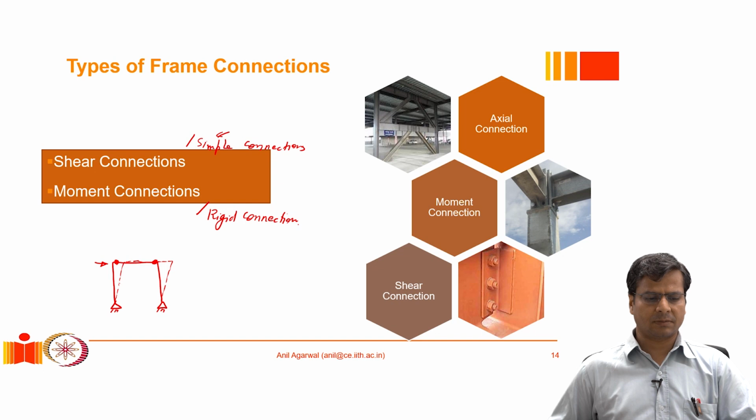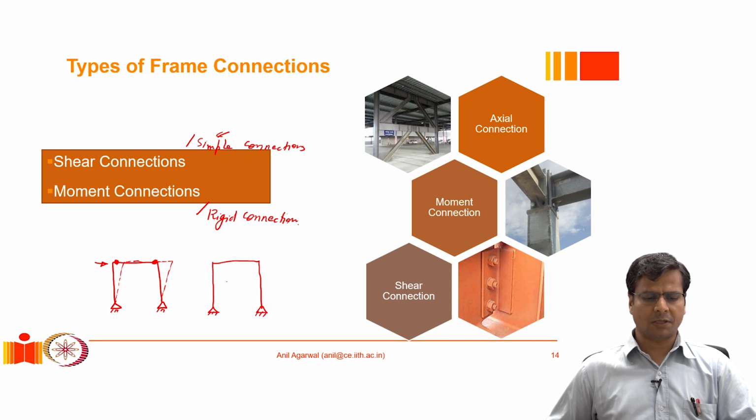Therefore, frame systems which consist of only shear connections between beams and columns cannot resist lateral loads. However, the other type of frame could be the moment resisting frame, which is one example of a lateral load resisting system.